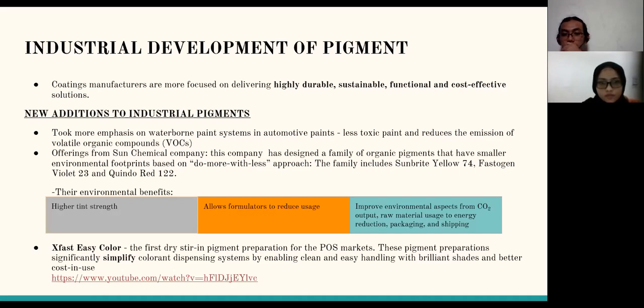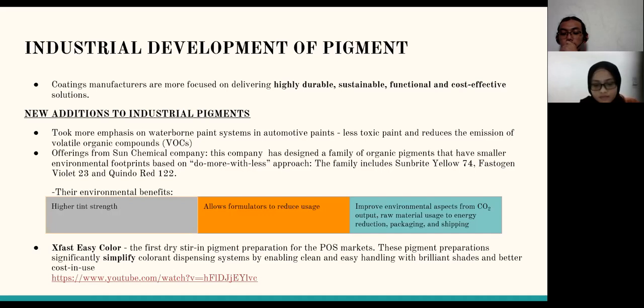So there are also companies that make offerings. The company is Sun Chemical Company. This company has designed a family of organic pigments to replace inorganic pigments. This family of organic pigments has a smaller environmental footprint based on a do more with less approach. This family includes Sun Bright Yellow 74, Fastogen Violet 23, and Quindel Red 122.